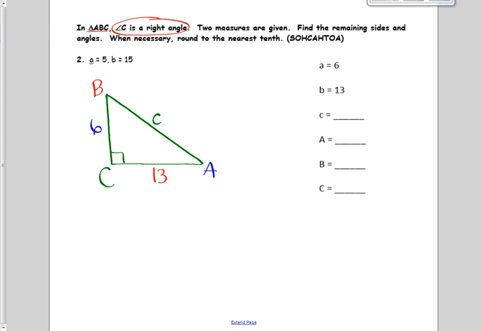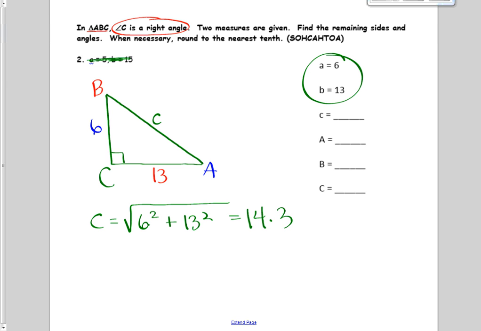So the first thing I would do to figure out side C is use the Pythagorean theorem. And so this is going to be the square root of 6 squared plus 13 squared. So if I do 6 squared plus 13 squared, I'll just put that in a calculator. I've got that this one comes out to be 14.3. So side C is 14.3.